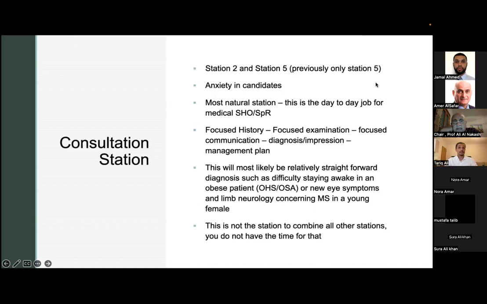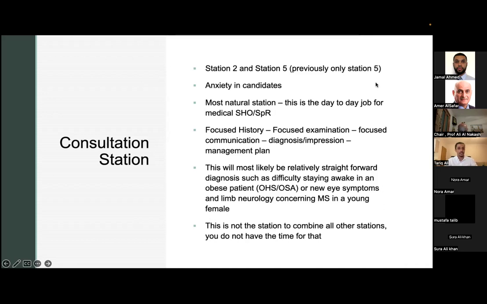So the consultation station, initially a few years ago, was just a single station, and now there are 2 stations. This is because of the high yield of marks and the high benchmark to get in those points for what would essentially be the medical registrar. It actually involves all 7 skills, and it allows you to demonstrate your skills in such a way. It's the most natural station.